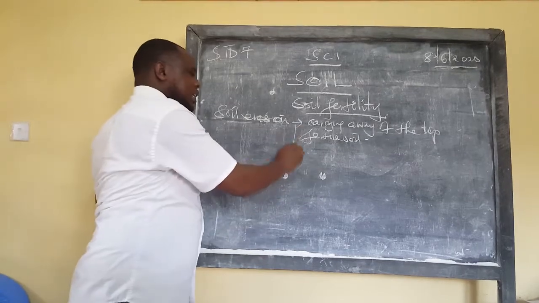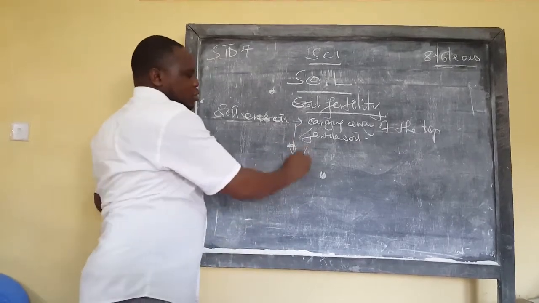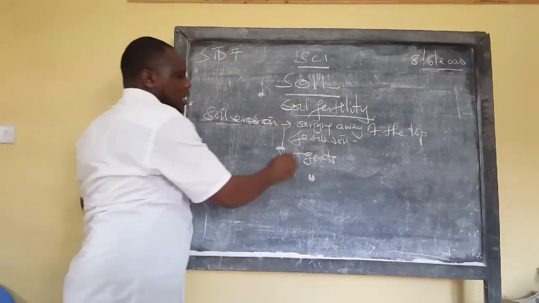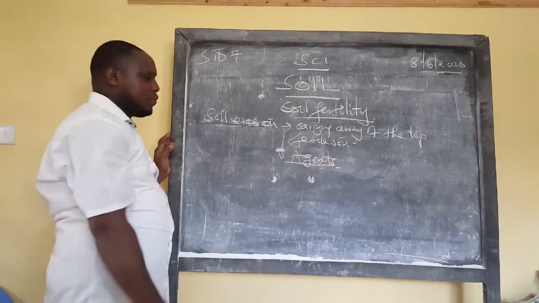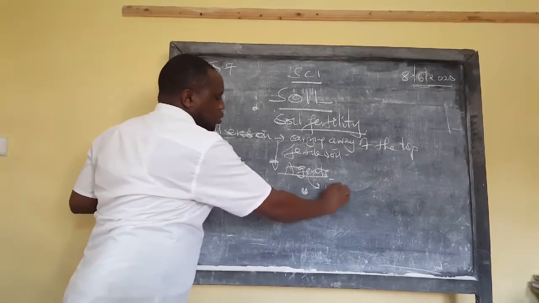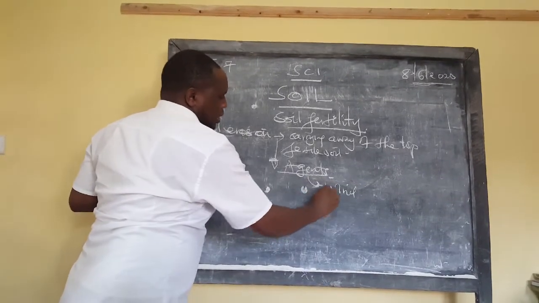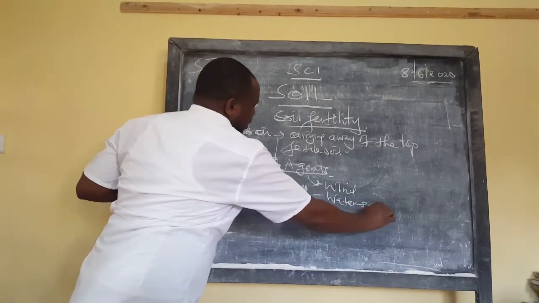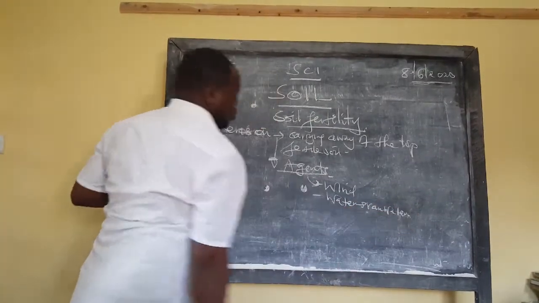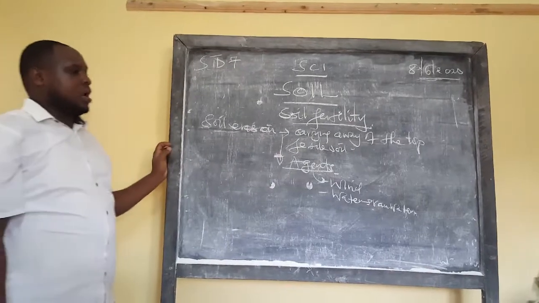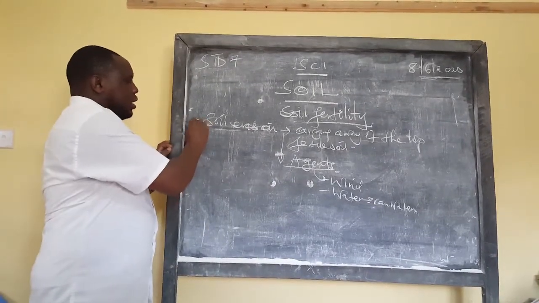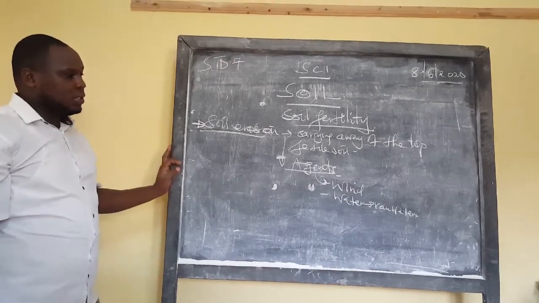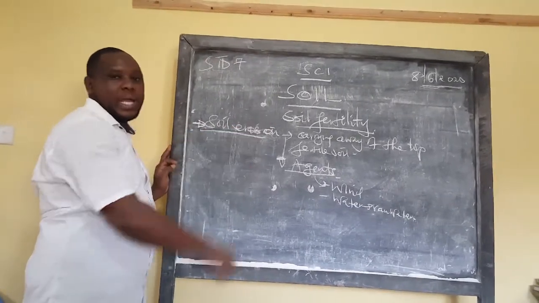And this, we say, is done by 2 things. So those things that facilitate the carrying away of the soil, we call them the agents of soil erosion. And we say there are 2. We have wind and water. And water in this case is rainwater. So the reason why I'm discussing about soil erosion is because it's affecting what we are doing here.